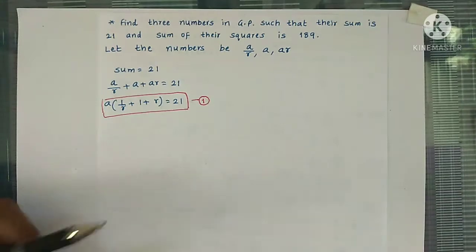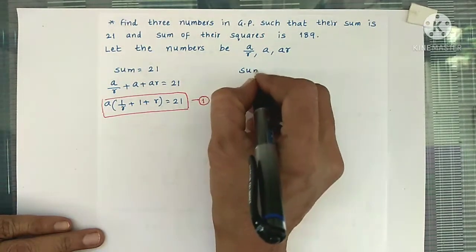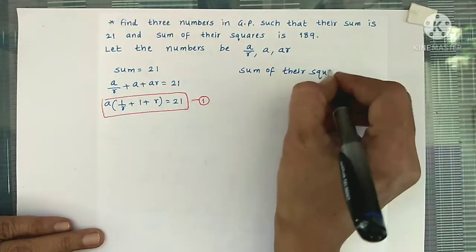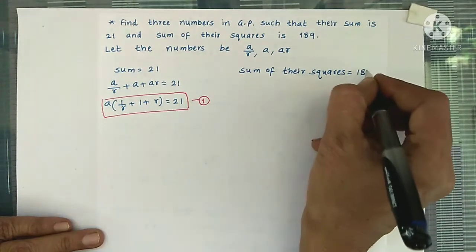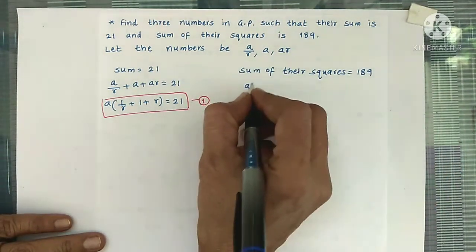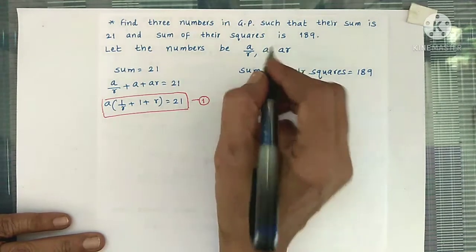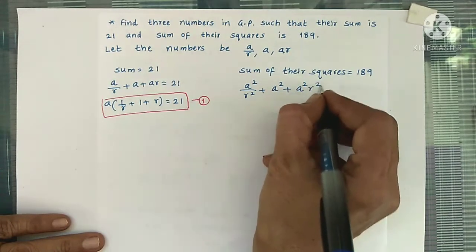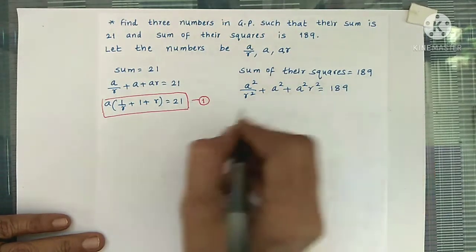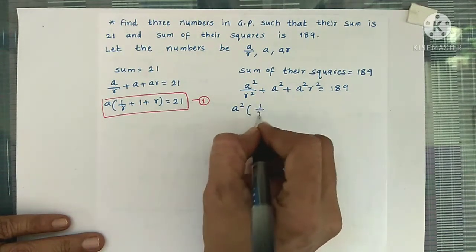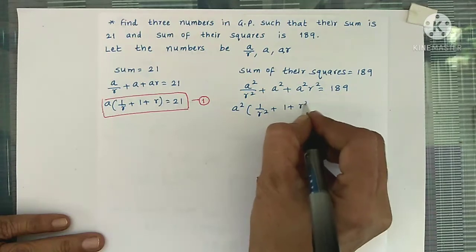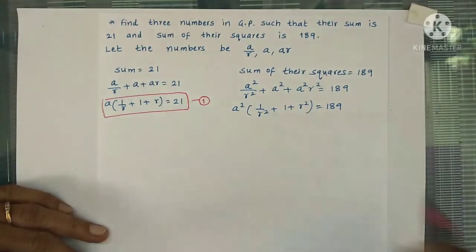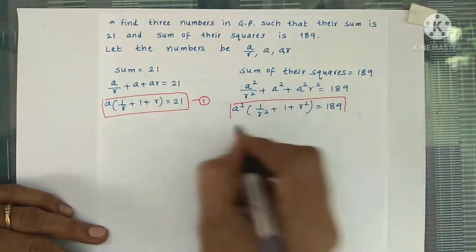Okay. Now, the sum of their squares equal to 189. So let's square those numbers. So it is A square by R square. Then the square of this number is A square. And the square of this number is A square R square. So it is 189. Take A square common: A square into (1 by R square plus 1 plus R square). We have taken A square common. So now this is our second equation, equation number 2.